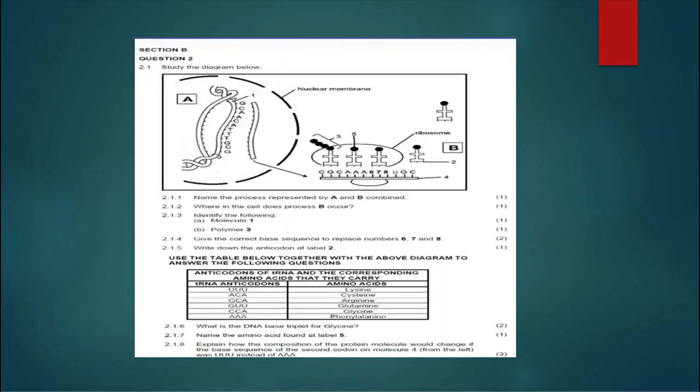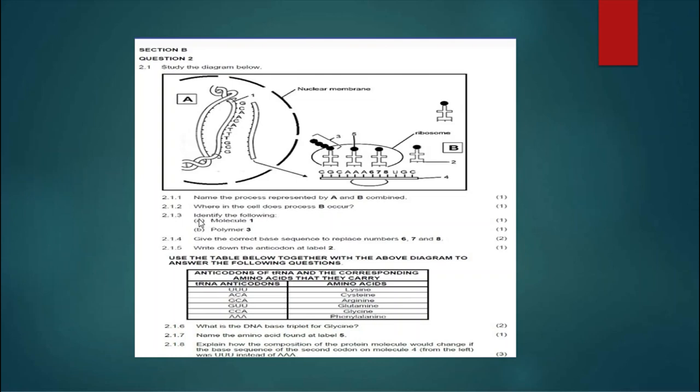Study the diagram below. Name the process represented by A and B combined. A is transcription, B is translation because B is in the cytoplasm and A is in the nucleus. So this process is combined. The answer is protein synthesis because protein synthesis consists of transcription and translation. Where in the cell does B occur? As you can see, this is outside the nucleus, in the cytoplasm.